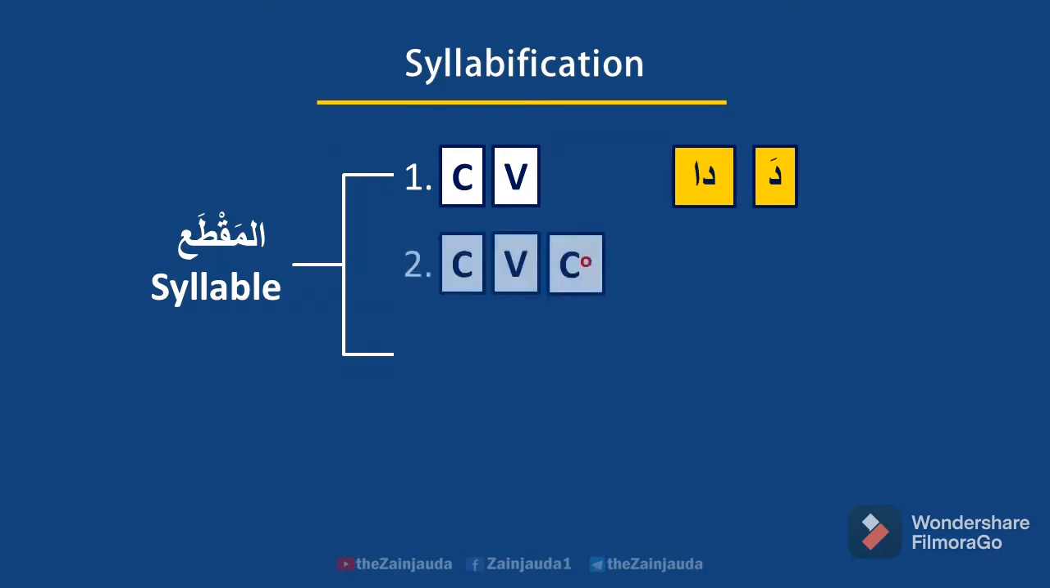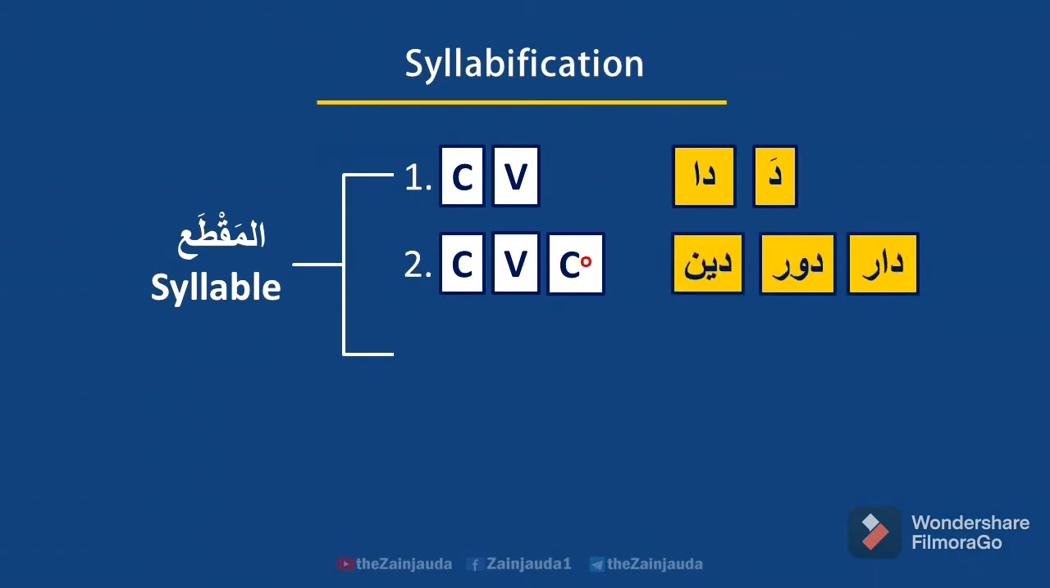The second type of syllable is CVC. And here the consonant is followed by a vowel and a silenced consonant, which means this consonant has a sukun, no haraka, like dar, dur, din. I wish that you remember these words. Dar means house, dur means houses, and din means religion.